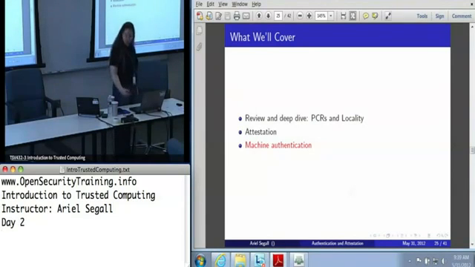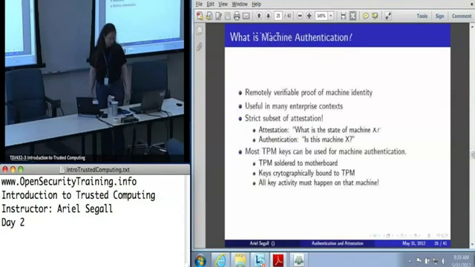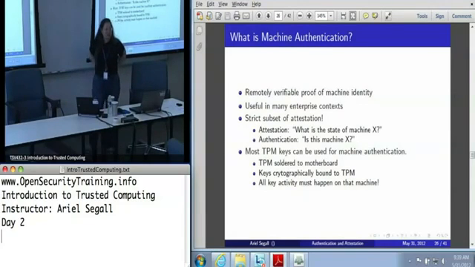So let's talk next about machine authentication. Now, machine authentication is in many ways a strict subset of attestation because authentication is all about identifying a machine, and attestation is all about the state of a machine. But realistically, saying some machine somewhere is in state X is not very useful. So attestation practically actually means machine X is in state Y. And when we talk about authentication, all we really care about is, are you machine X?